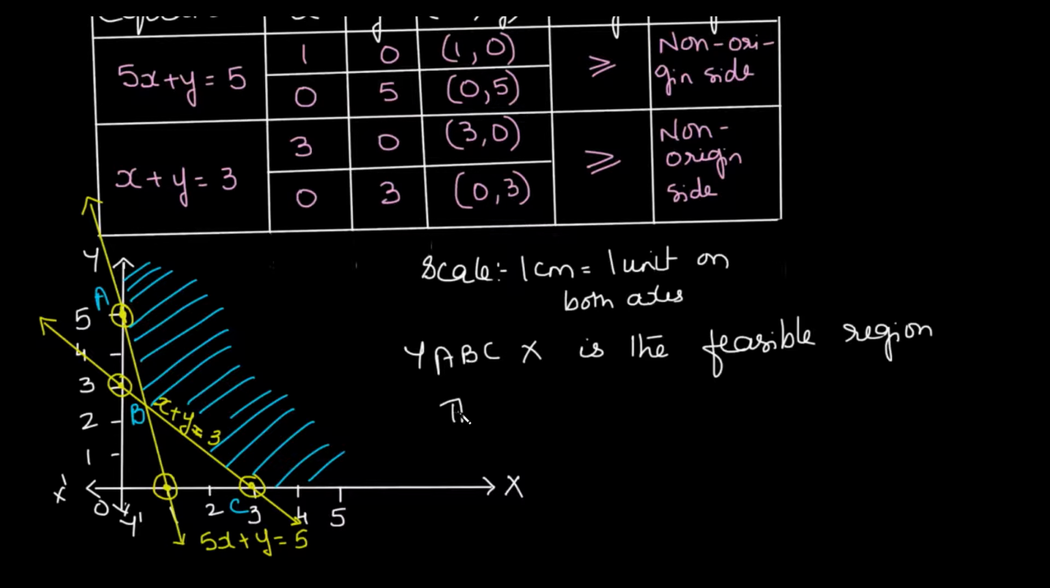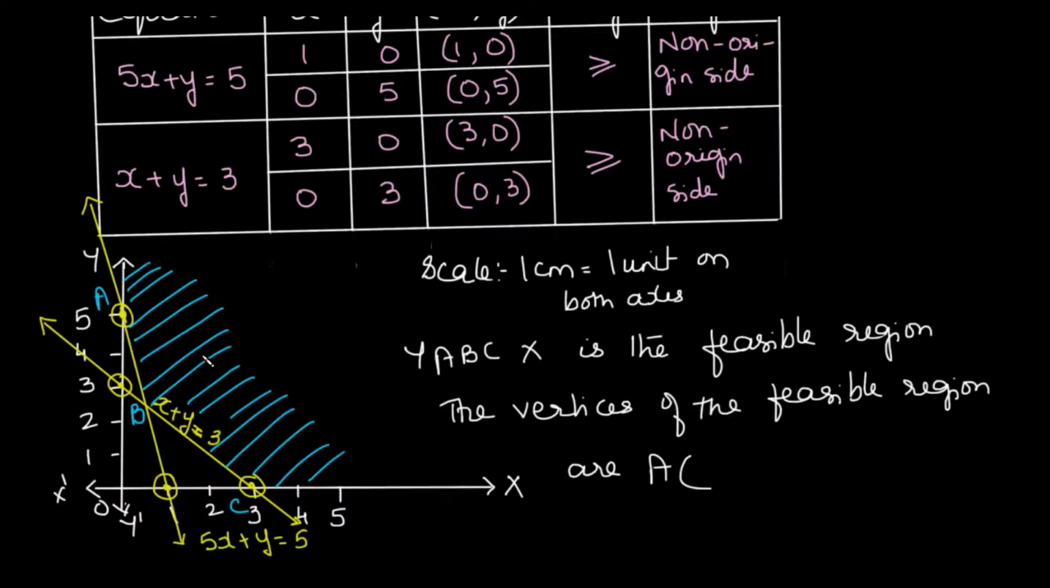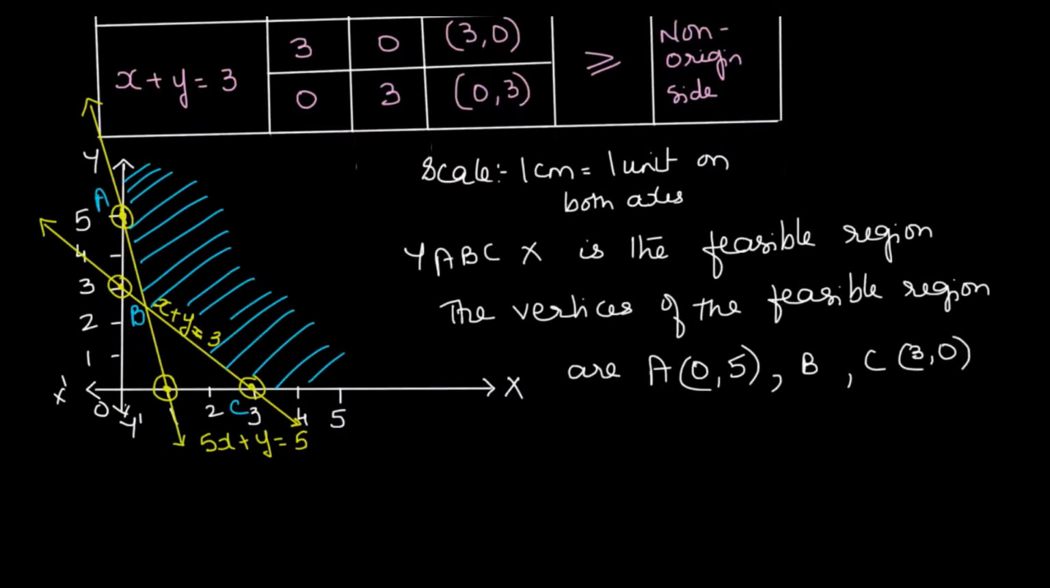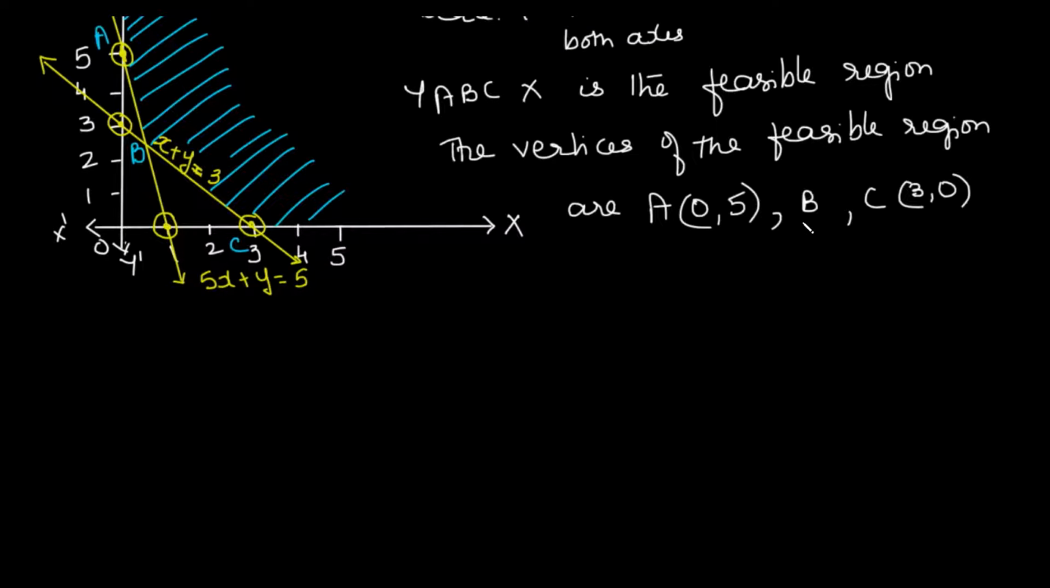And the vertices of the feasible region, or the corner points, are A having the coordinates 0, 5, B which we have to find out, and C having the coordinates 3, 0. So these are the corner points of the feasible region. Now let us find out B.